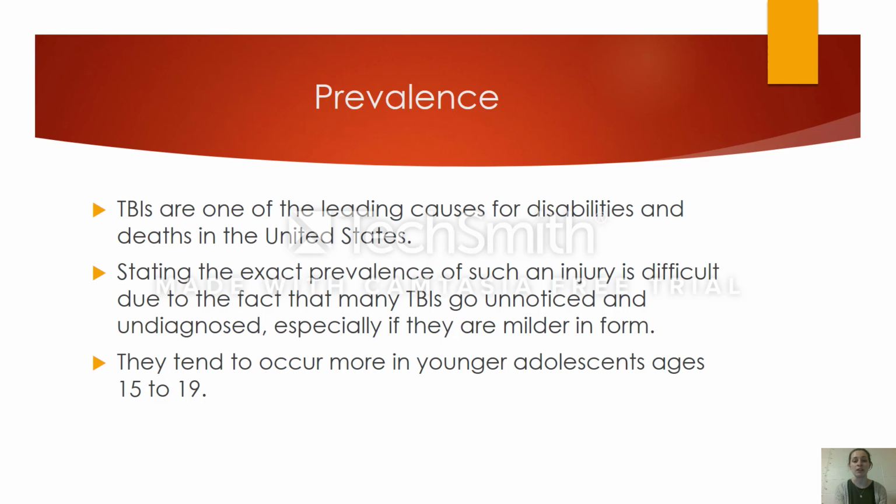An example would be a concussion, which is a milder form of a traumatic brain injury. A lot of people who get concussions go undiagnosed because they don't even realize that they have a concussion. Traumatic brain injuries tend to occur in adolescents between the ages of 15 and 19, and this is because adolescents are more likely to engage in risky behavior, which is why they are more likely to get a traumatic brain injury.